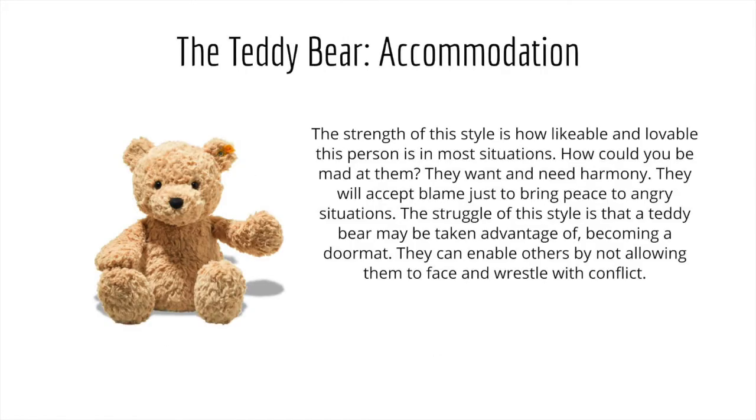The next style is the teddy bear, or accommodation. The strength of this style is how likable and lovable this person is in most situations. How could you be mad at them? They want and need harmony. They will accept blame just to bring peace to angry situations. The struggle of the style is that a teddy bear may be taken advantage of, becoming a doormat. They can enable others by not allowing them to face and wrestle with conflict.